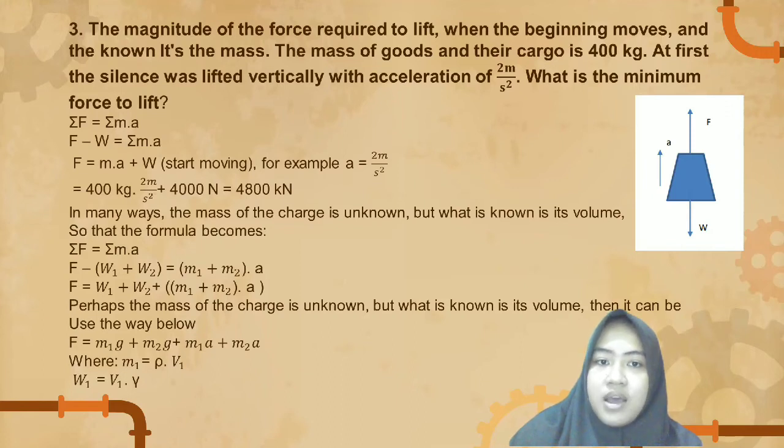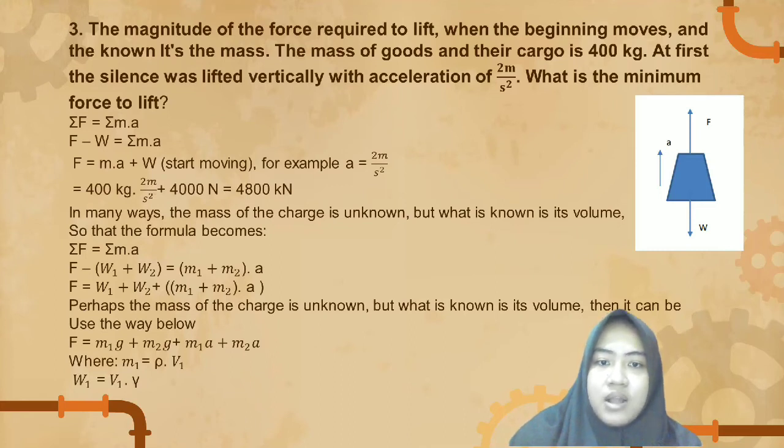Use the formula sigma F equals sigma M times A. F minus W equals sigma M times A. F equals M times A plus W for start moving. For example, A equals 2 meters per second squared, equals 400 kilograms times 2 meters per second squared plus 4,000 Newton, equals 4,800 kilonewton. In many cases, the mass of the cart is unknown, but what is known is volume.